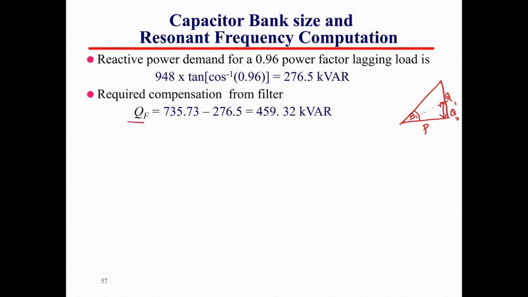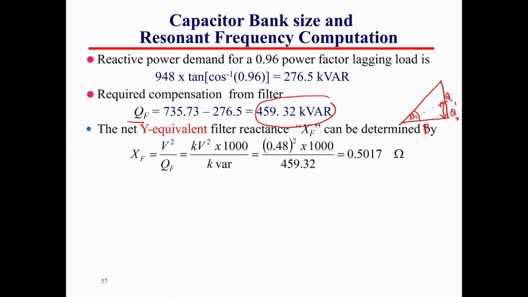Okay, and we should not forget that the filter consists of both capacitor and inductor. So the difference between Q1, which is calculated from step 1, and Q2, which is calculated from here, will be the required size of the filter. So the filter is supposed to provide us 460 kilovolt ampere reactive.